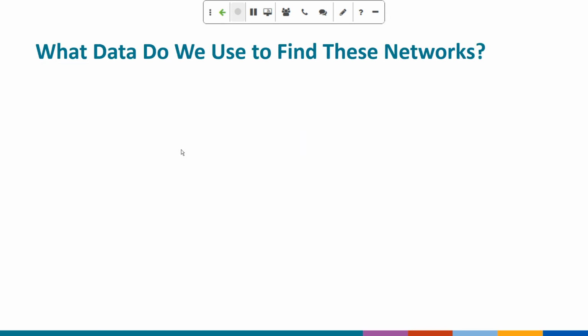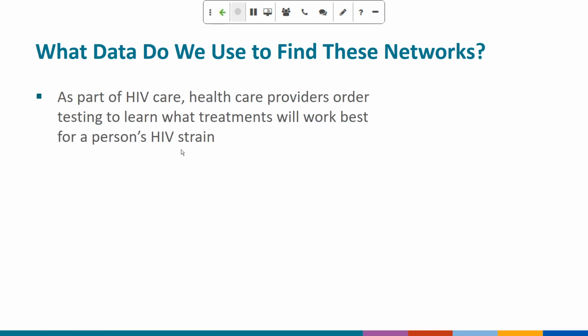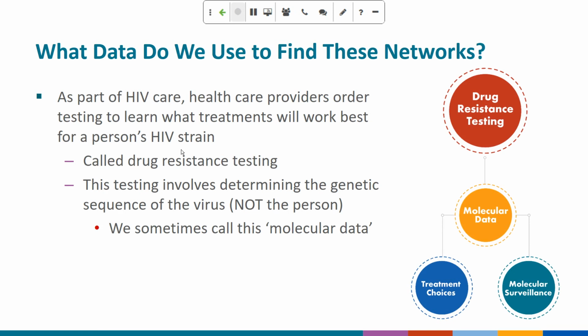So I just showed you that we can use laboratory data to identify networks in which HIV is spreading rapidly. So what are these lab data? Well, as part of HIV care, healthcare providers order testing to learn which treatments will work best for a person's HIV strain. This is called drug resistance testing, and it involves determining the genetic sequence of the virus, not the person. We sometimes call this molecular data. This information helps the provider to make treatment choices, and you might have heard people refer to the collection of this information by public health as molecular surveillance.